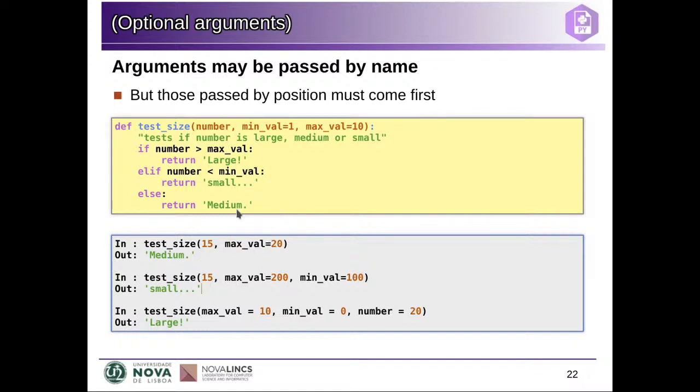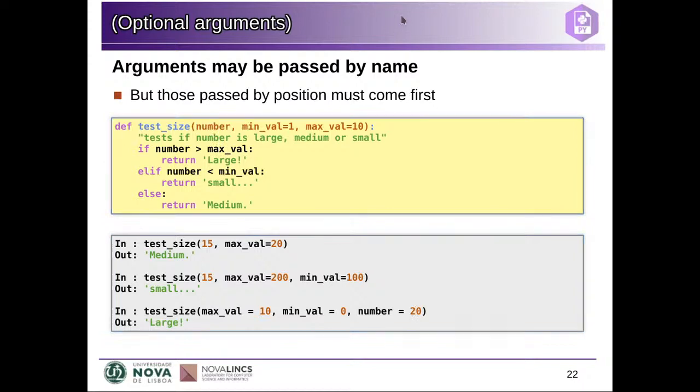And you can do this in any order, just with the condition that arguments passed by position must come first, because Python needs to know that this first argument goes into the first parameter. Arguments that you pass by name can come in any order, but they must come after any arguments that are passed by position. So this would be valid, because even though this is not the same order that we have there, we have all of them passed by name, so there is no problem in Python understanding that this 10 is going to maxval, this 0 is going to minval, and the 20 is going to the number.